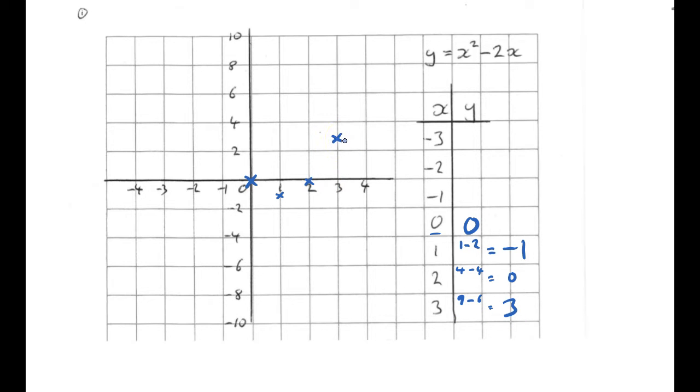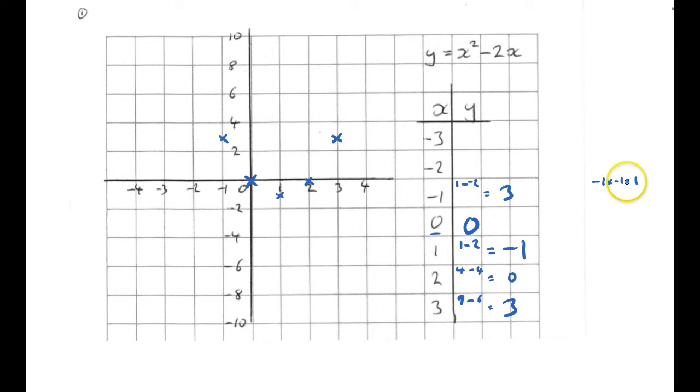Now we go on to the more difficult ones, where we got the negatives. Negative 1 squared means negative 1 times by negative 1, and that equals a positive 1. So it'll be 1. Take away 2 lots of negative 1, that's negative 2. 1 minus minus 2 becomes 1 plus 2, which is 3. So minus 1 is 3.